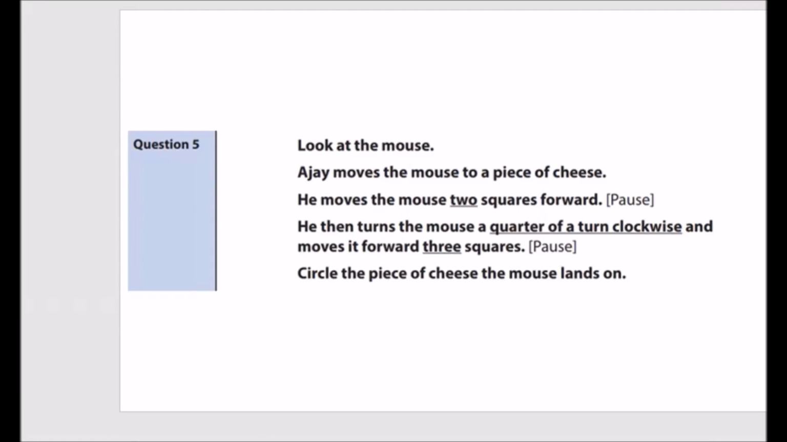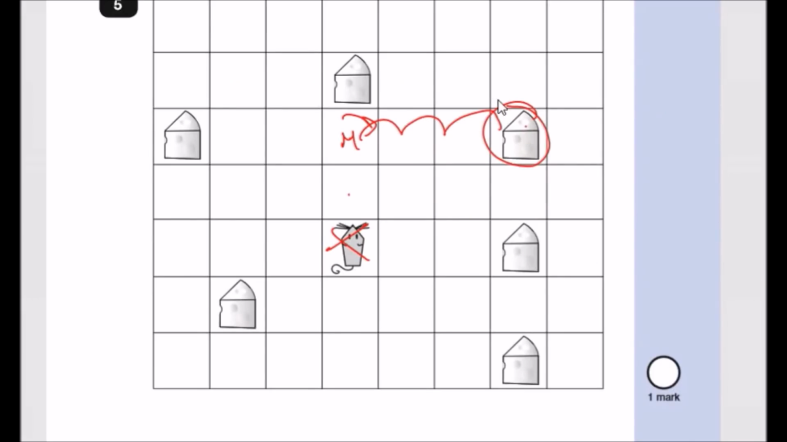Circle the piece of cheese the mouse lands on. And voila, here we are. The piece of cheese that the mouse lands on. Okay, good stuff. If this is what you guys got, then well done.